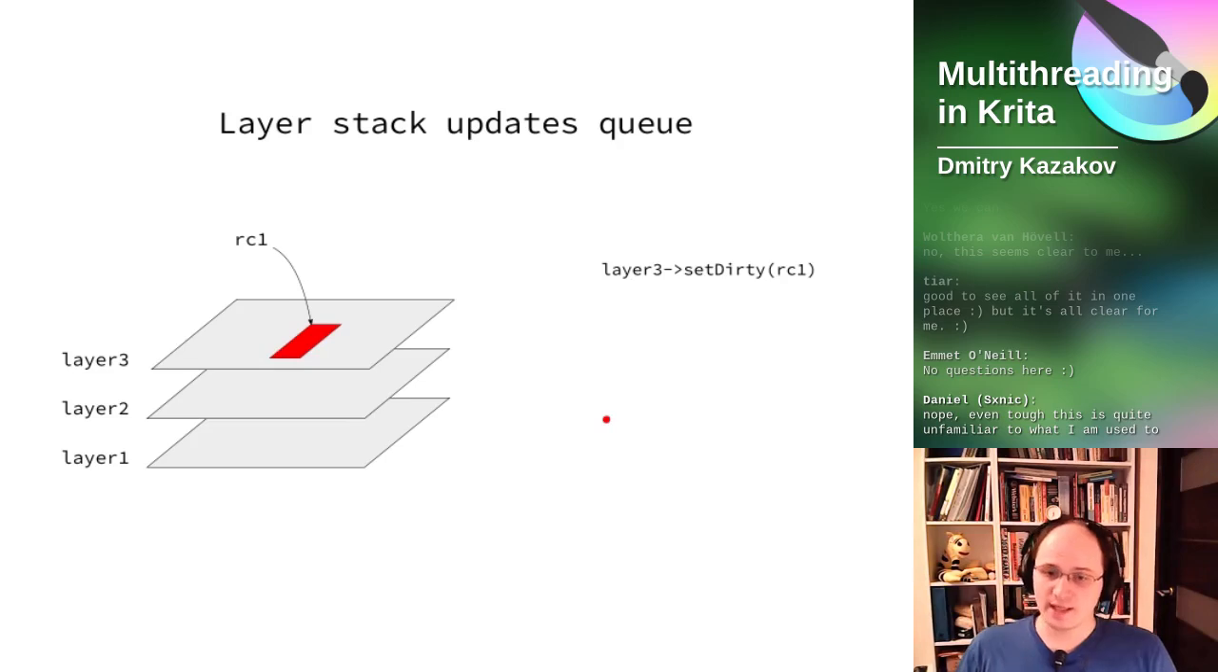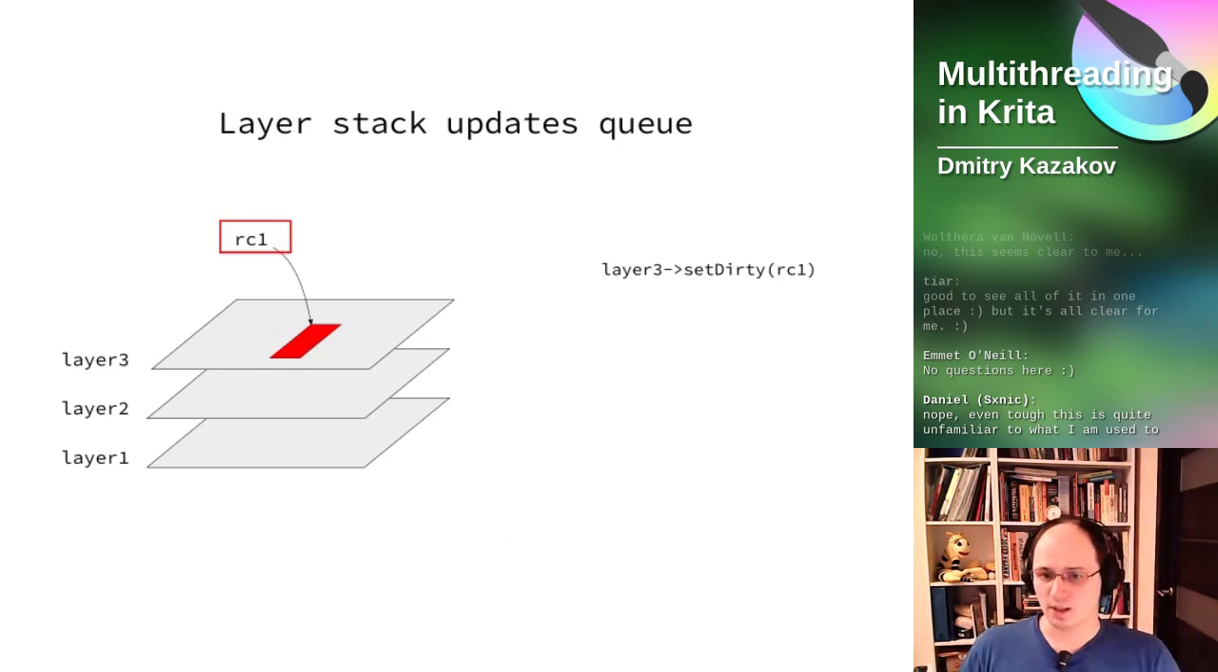So the next slide talks about what happens when you call layer setDirty. You declared that area rectangle 1 is dirty, so the scheduler should recalculate the projection of the image and show it to the user. What happens next?